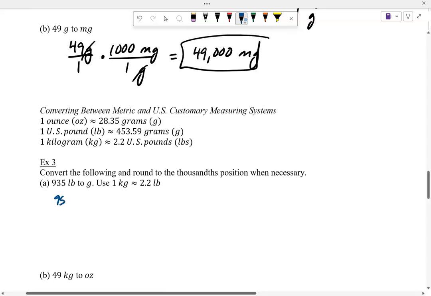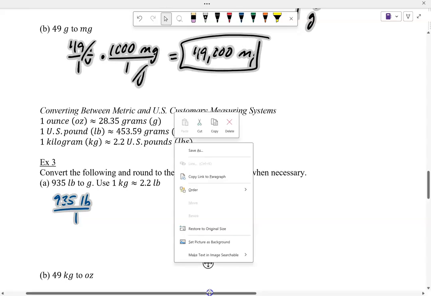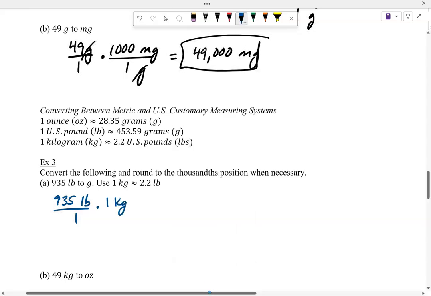So what I'm going to do is take this 935 pounds. And the first thing is I'm going to use the fact that for every kilogram, I have 2.2 pounds. And you see how my pounds cancel. So now I'm in kilograms, but I want to go to grams. So I know there's 1,000 grams for every kilogram, right? So times it by 1,000 grams for every kilogram. And now my kilograms cancel. See how I'm in grams now?